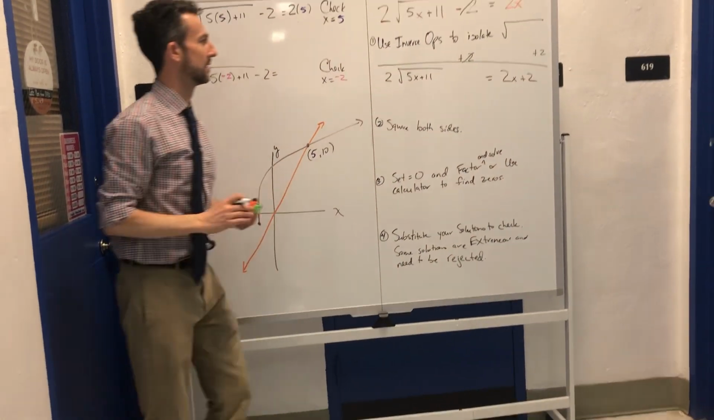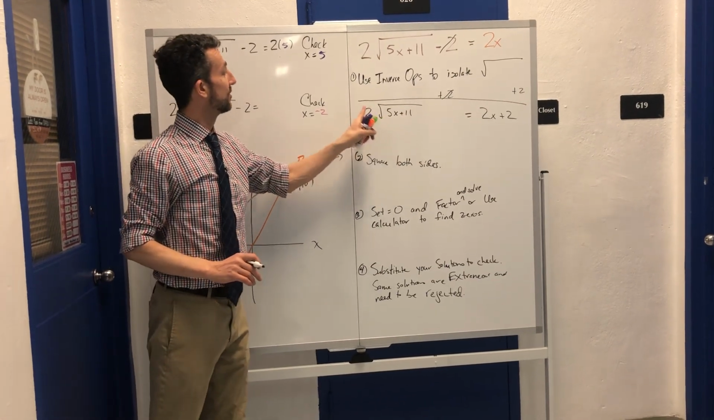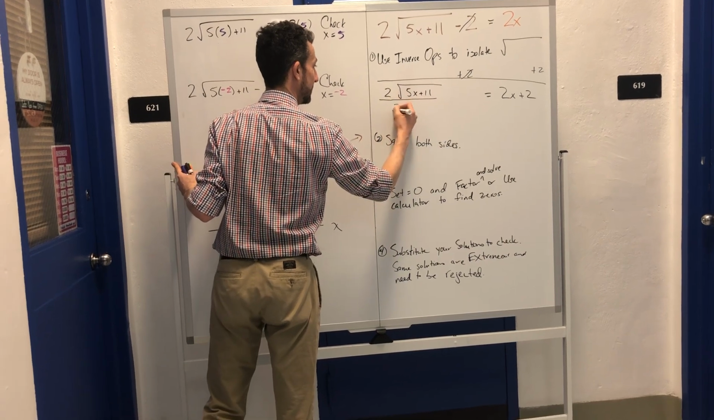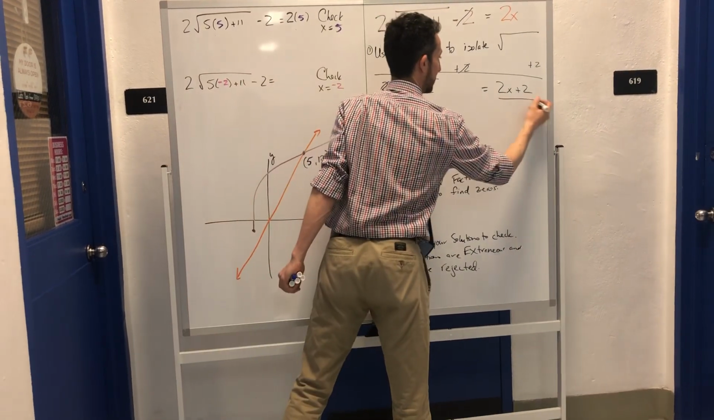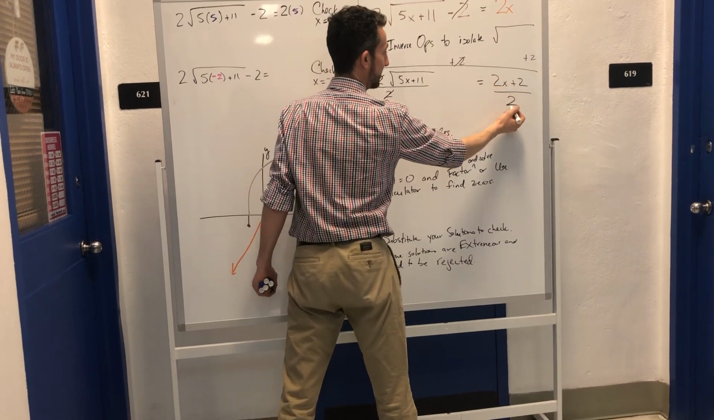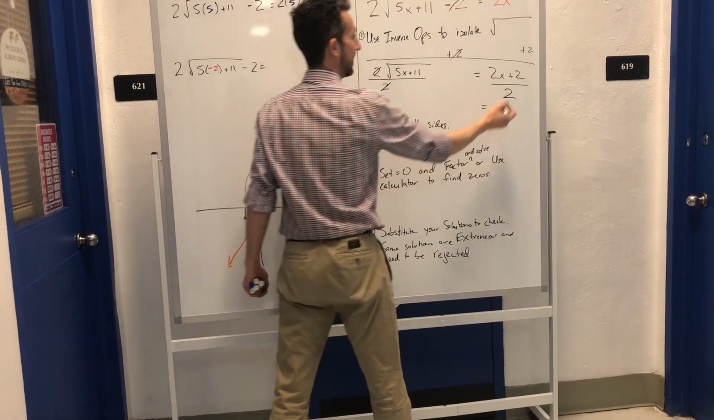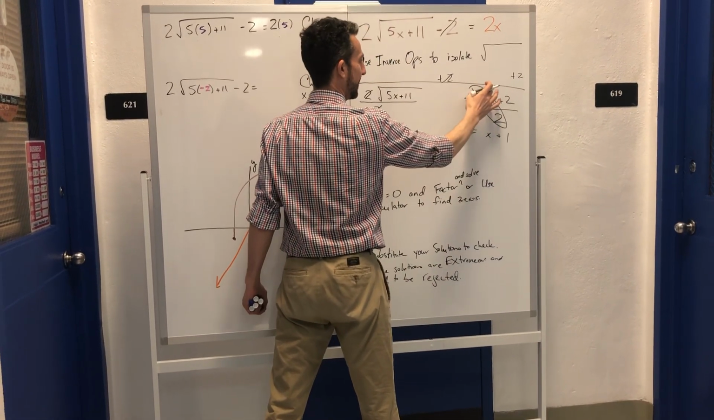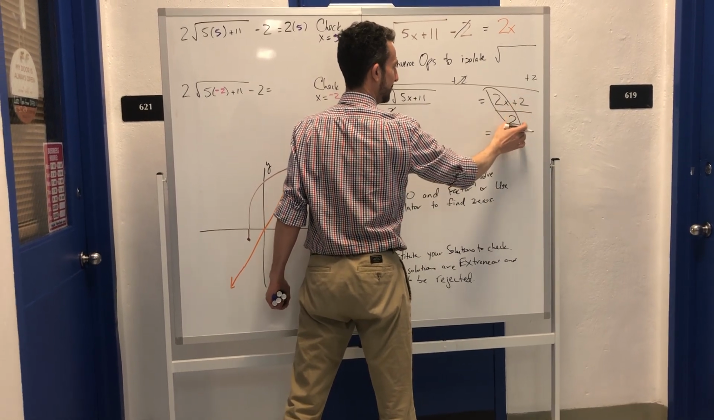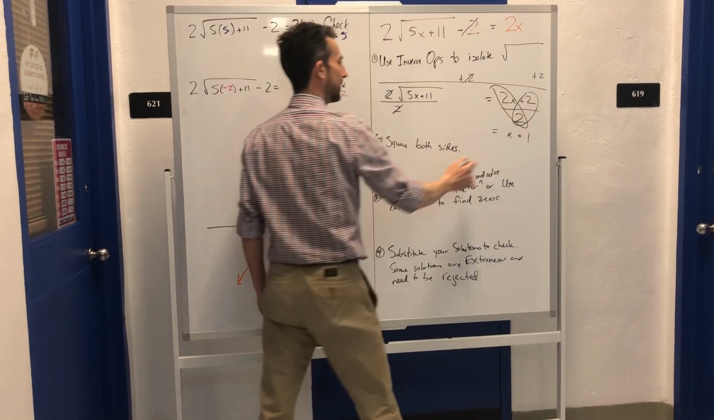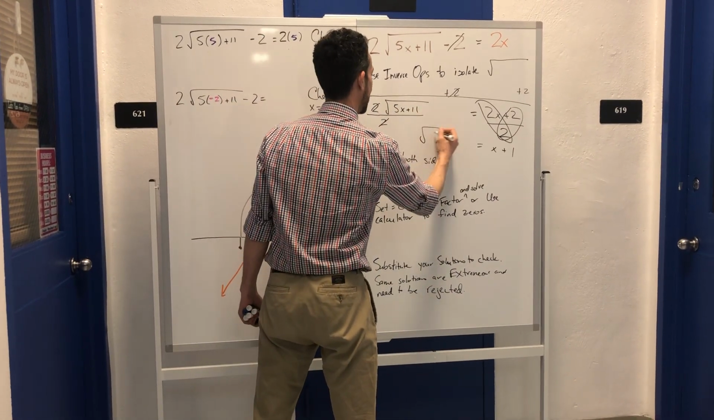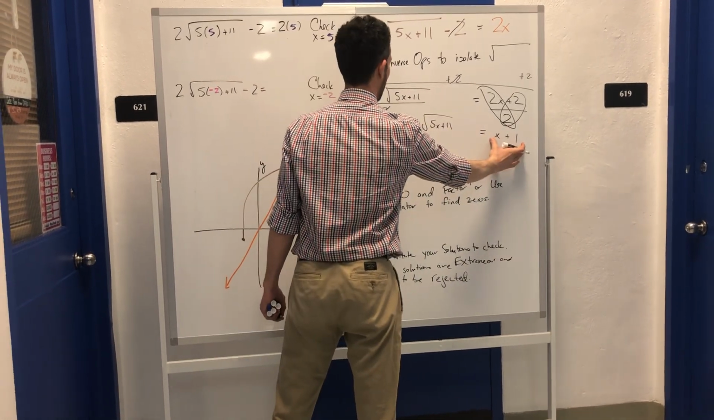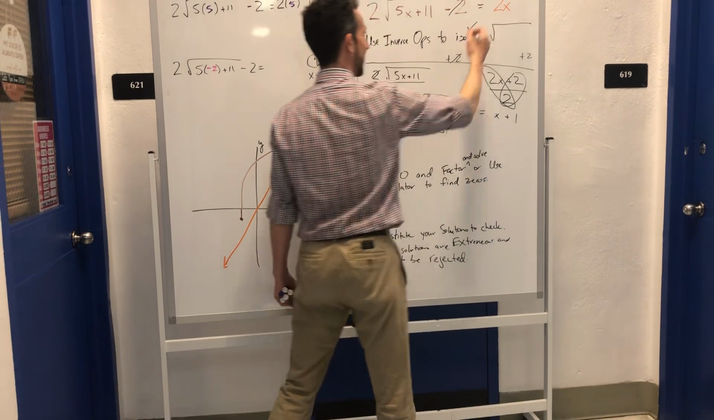Like that. This is almost isolated, but it's still multiplied by 2. So the next thing we need to do is divide both sides by 2. So 2x divided by 2 is x, and positive 2 divided by 2 is 1. So at this point, this is just the square root of 5x plus 11 equals x plus 1, and we have isolated the radical. That part is done.